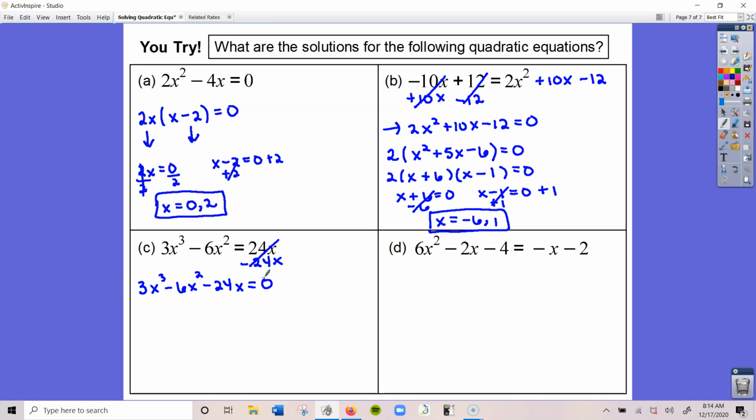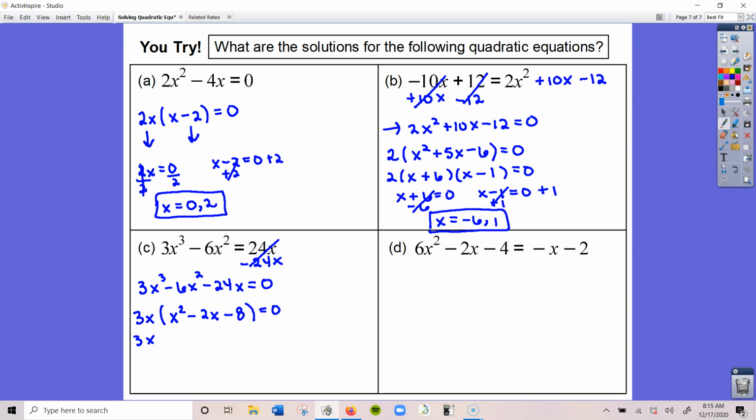Now we're going to see what every single term has in common. As you can see, every single number is divisible by 3, and every single term has at least one x. So I'm going to factor out a 3x. And now 3x to the third divided by 3x would be x squared, minus 6x squared divided by 3x would give me 2x. And finally, negative 24x divided by 3x is a negative 8. So by factoring out this 3x, now we have a quadratic, and we can solve this.